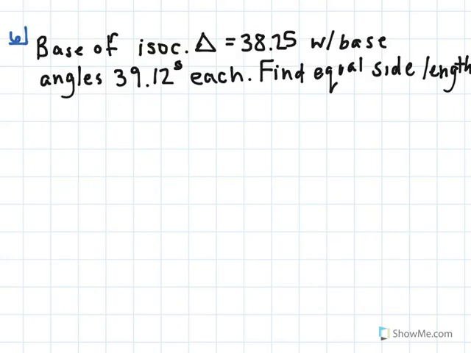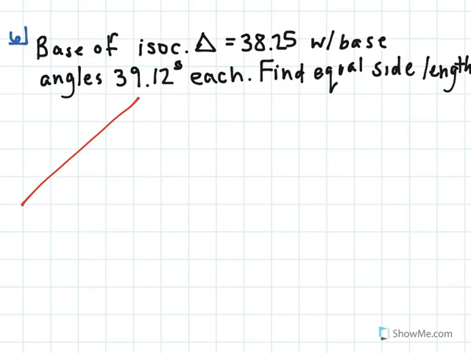In this problem, we're given the information that the base of an isosceles triangle equals 38.25 meters with base angles of 39.12 degrees each, and we're asked to find the length of the equal sides of this triangle. So our first step in this problem is we're going to want to draw the triangle just to get a better idea of what we're working with.